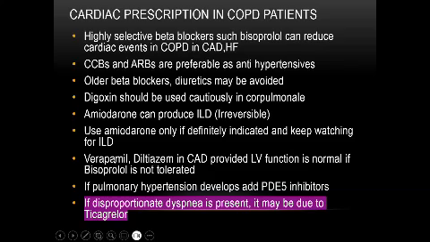And if you are not able to use bisoprolol, select verapamil or diltiazem in CAD plus COPD. If the pulmonary hypertension is present because of COPD and cor pulmonale, always add a PDE5 inhibitor like sildenafil. And one important caution: if the patient is on nitrate, you must stop the nitrate before starting a PDE5 inhibitor. Don't give nitrates and PDE5 inhibitors together.